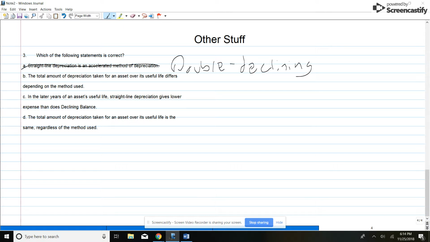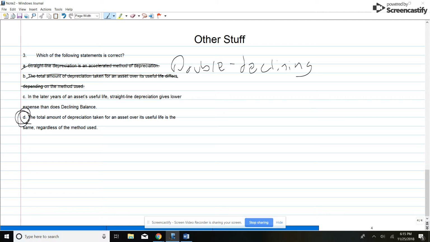B, the total amount of depreciation taken for an asset over its useful life differs depending on the method used. This actually is incorrect, and this is what a lot of people circled, and we'll talk about why it's not that in a second. C, in the later years of an asset's useful life, straight line depreciation gives lower expense than does declining balance. We'll talk about this one in a second too. So D, the total amount of depreciation taken for an asset over its useful life is the same regardless of the method used. So this is the correct answer.